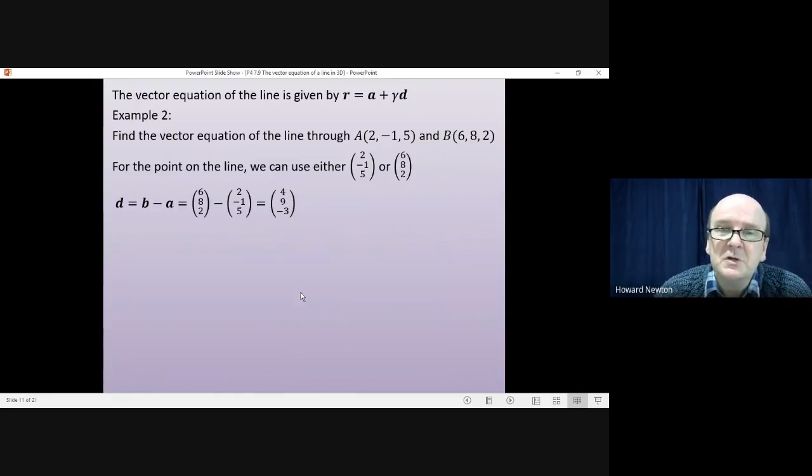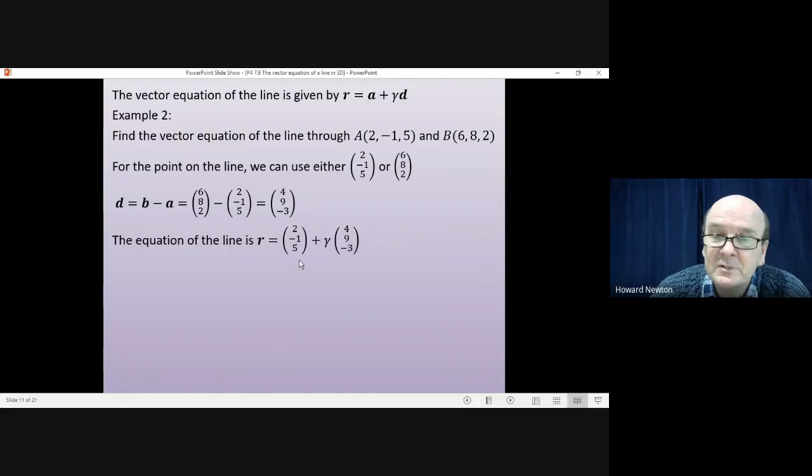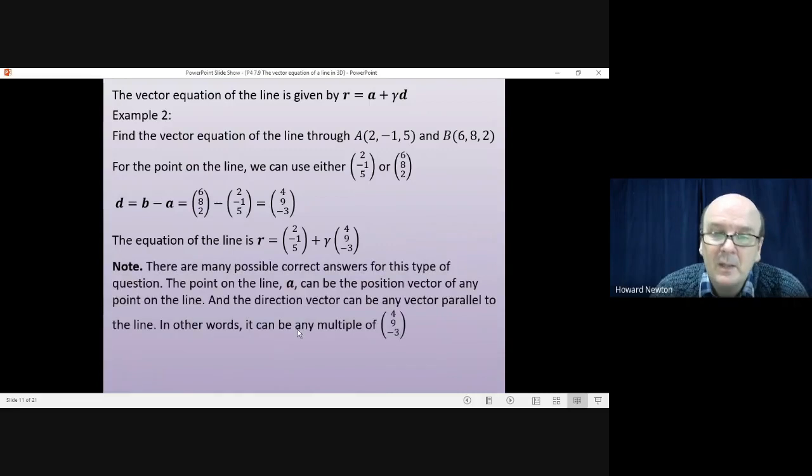Now we can substitute those into the formula, and that gives us the equation of the line is r equals (2, -1, 5), a point on the line, plus lambda times (4, 9, -3), the direction of the line. And as we said, there are many possible correct answers for this type of question.